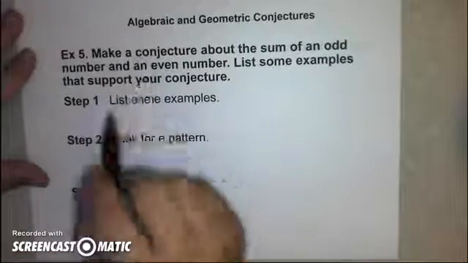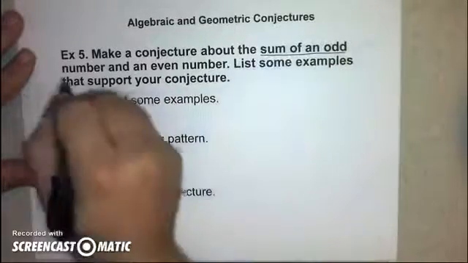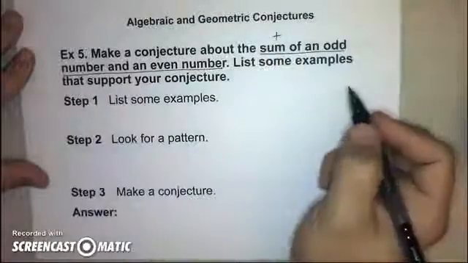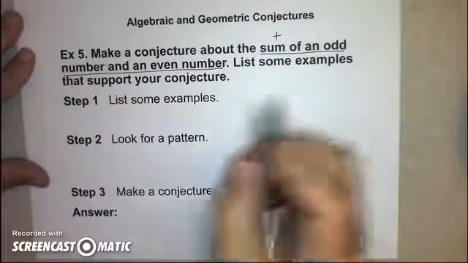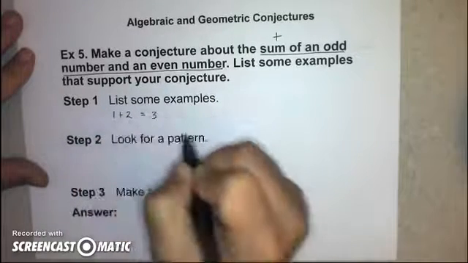This is your statement. We want to make a conjecture, a conclusive statement about the sum of an odd number and an even number. Sum means we are adding. So I'm going to list some examples. I'm just going to pick some odd and even numbers to add together. Let's add 1 plus 2. That's an odd and an even. We get an answer that is 3.